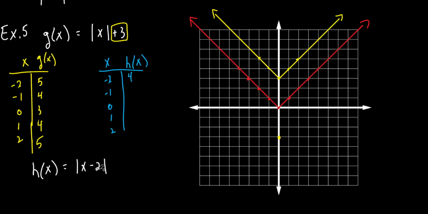-1 minus 2 is -3. Absolute value is 3. Put a 0. Absolute value of -2 is 2. Put a 1 minus 2 is -1. Absolute value is a 1. Put a 2 in for this. 2 minus 2 is what? 0, right? Let's keep doing a couple more. Put a 3 in there. 3 minus 2 is 1. 4 minus 2 is 2. And you get the idea.